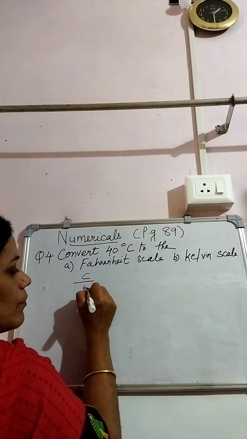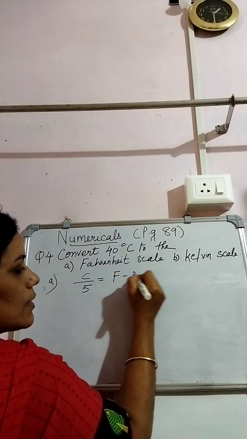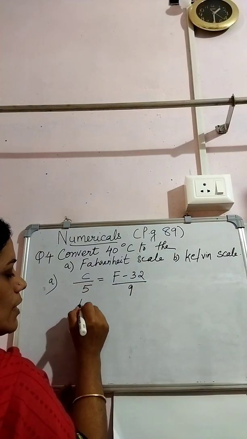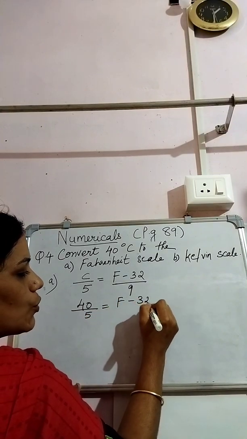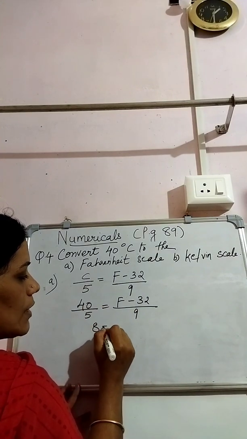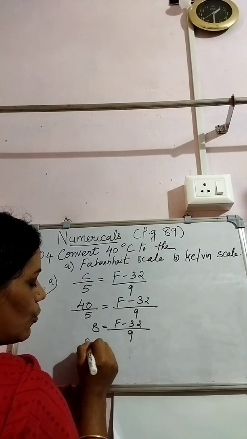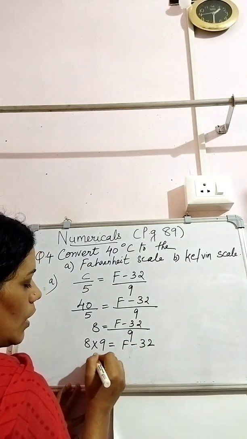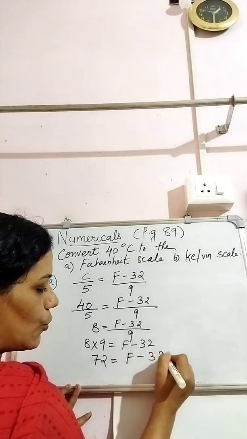C by 5. This is the first part of the question. C by 5 is equal to F minus 32 by 9. Now we will substitute degree Celsius, that is 40 divided by 5 is equal to F minus 32 by 9. Now 40 divided by 5 is 8. 8 is equal to F minus 32 by 9. Again 8 into 9, you have to cross multiply, is equal to F minus 32. 8 into 9 is 72 is equal to F minus 32.